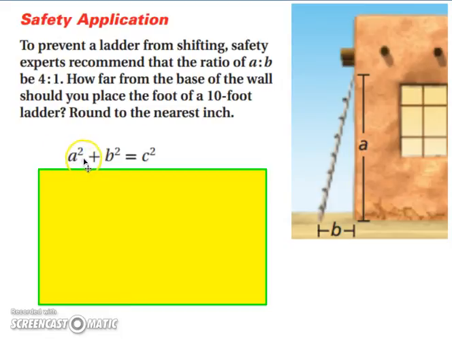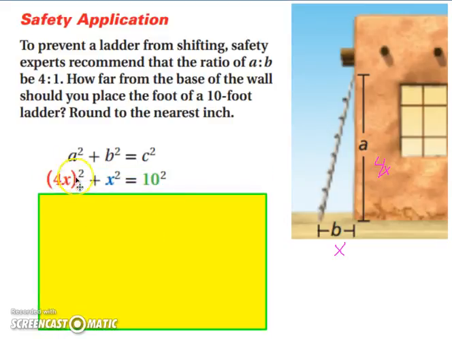So the Pythagorean Theorem is a squared plus b squared equals c squared. And we want to find a way to represent this 4 to 1 ratio. We know what our hypotenuse is. That would be our ladder. So our hypotenuse is that c, and that's our 10. And then we need a 4 to 1 ratio, so 4x to x. So now we can insert that into our formula.